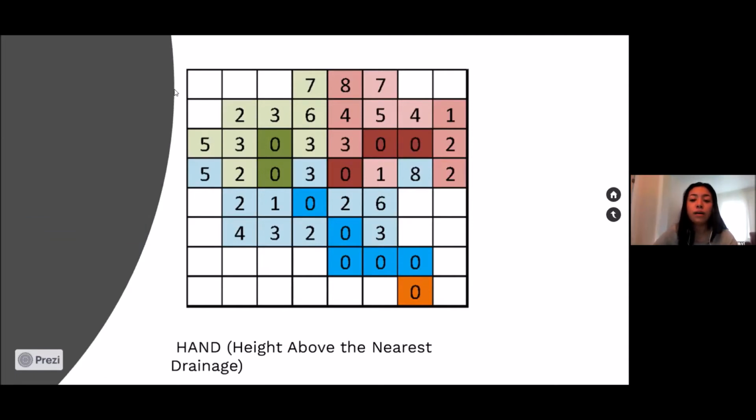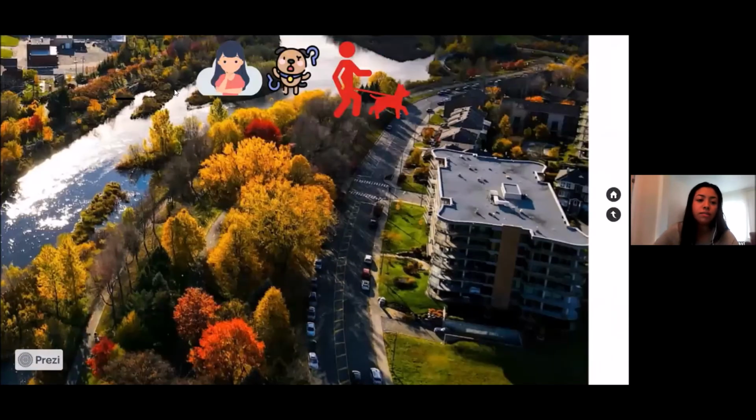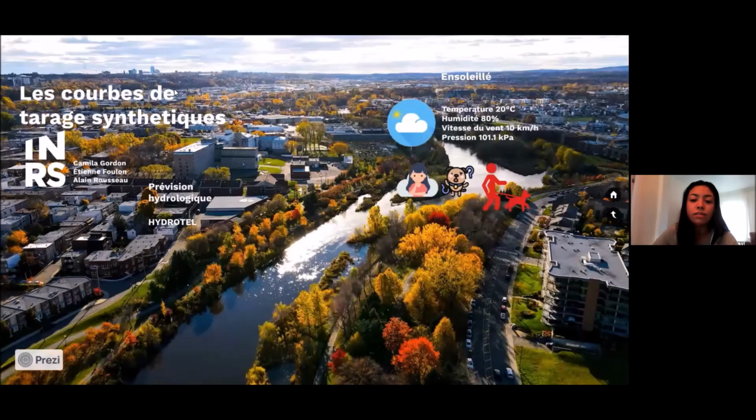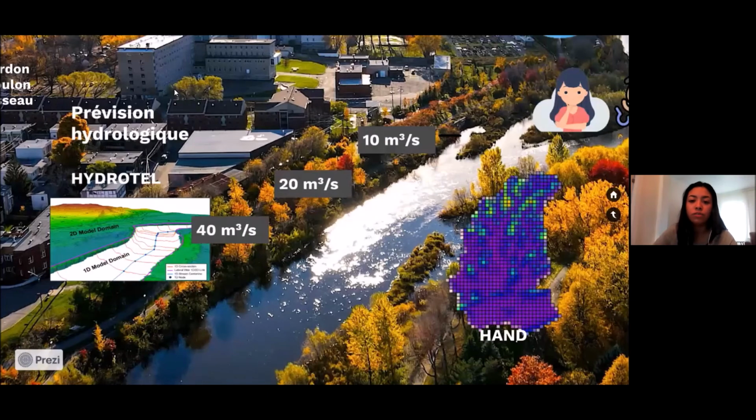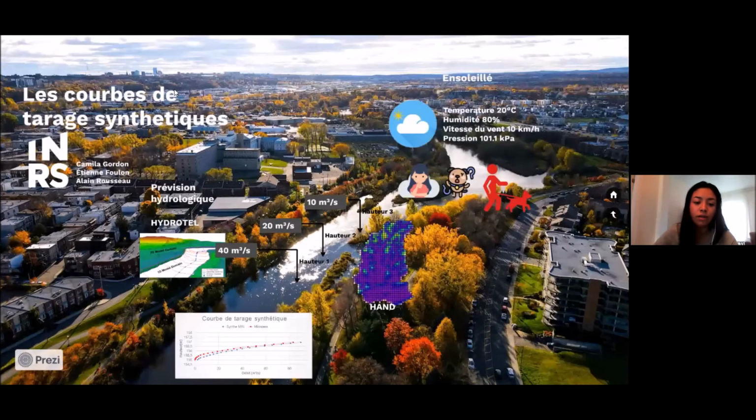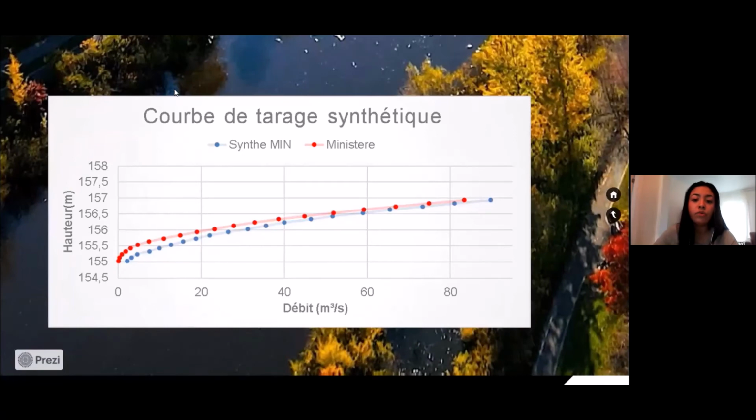So now that we have the height of water, we come back to the river and we see that Hydrotel provides the information of flows, and the HAND method provides the information of height. With these two sources of data, we can build something called a synthetic rating curve. With this synthetic rating curve, we can verify if this location is actually going to be flooded or not.